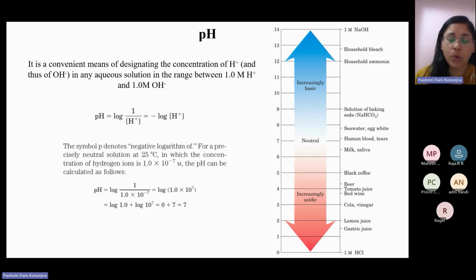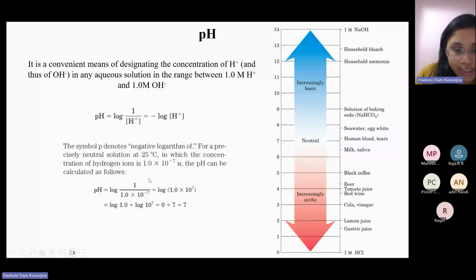This is also very well known. Sorry, pH is basically log of 1 by H plus, or minus log H plus. If you take H plus to the numerator, then it becomes minus log. So pH is basically minus log of H plus, right?